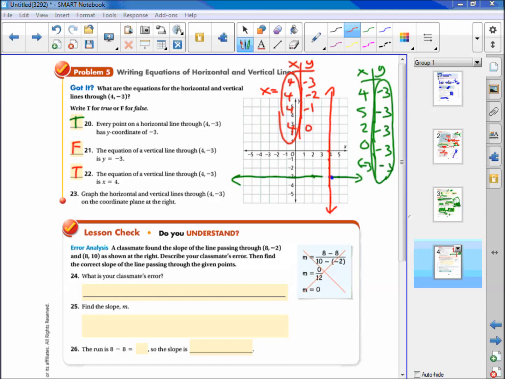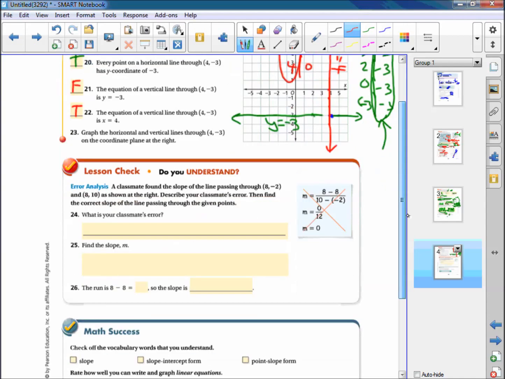That's true. And then it says graph the horizontal and vertical lines in the coordinate plane at the right. So we already did that, but let's label their actual equations. So this guy's equation is y equals -3, because the y values are always -3. And this guy's equation is x equals 4, because the x coordinate is always 4. All right? Okay, lesson check.